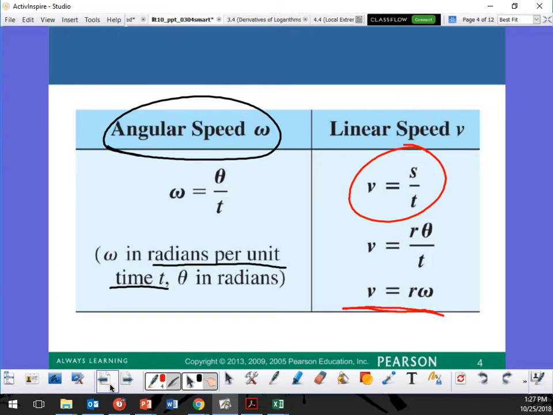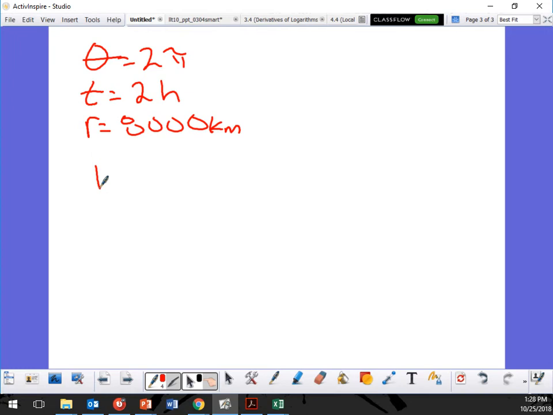I'm looking for linear speed, right? So if I have R, theta, and t, which one am I using? The one in the middle. Right here, right? I'm going to be using that one, because that one has R, theta, and t together. So that's what I'm doing. So it's going to be V equals R theta over t. So V is equal to my R, which is 8,000.